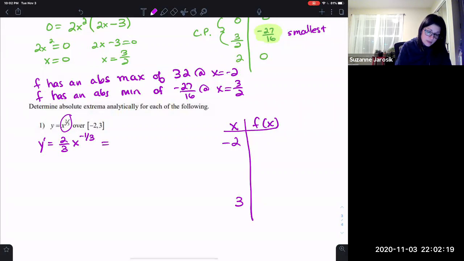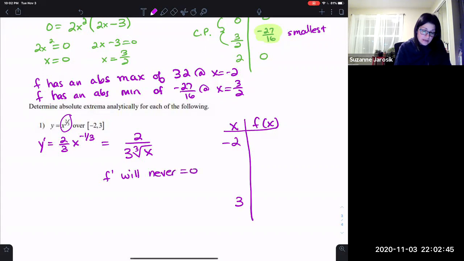Which, when rewritten, is 2 over 3 times cube root of x. I'm thinking x and I write 3. Sorry, everybody. So the rewrite is important so that you can see what is actually happening. F prime will never equal 0. And F prime is undefined where? Easy enough. At x equals 0. So 0 is the other value. Okay, our critical point. This is my critical point.